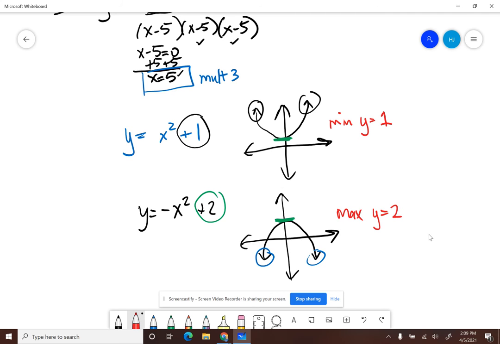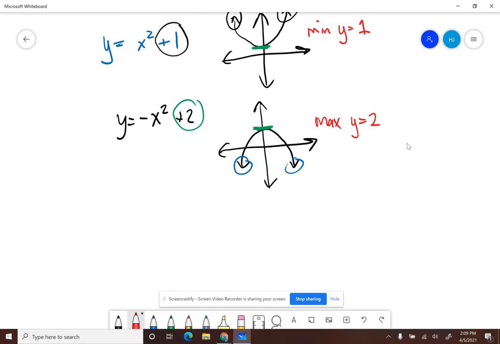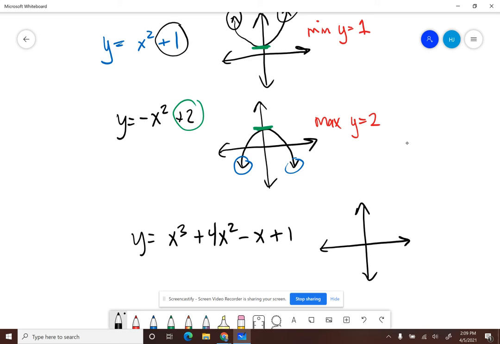So then the question becomes, what if you have something like y equals x to the third plus 4x squared minus x plus 1? Well, just talking about end behavior from yesterday, you remember that since this is a positive number and this is odd, I'm going to have a graph, and I'm just going to draw it roughly right now. It's going to look sort of like that.